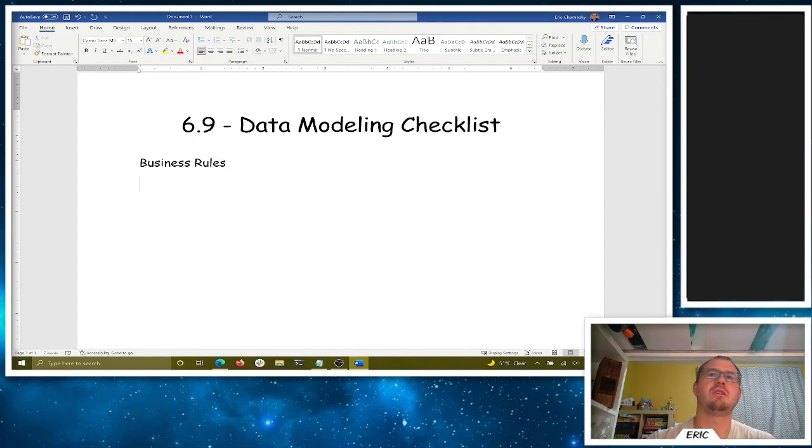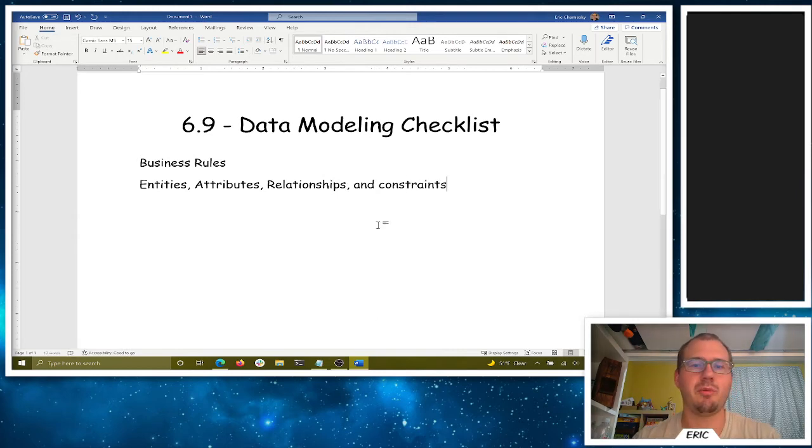Right? Make sure that we know what the entities are. Right? Our entities, our attributes, our relationships, and any constraints, right? That's the constraints. I can't talk and type at the same time, apparently.